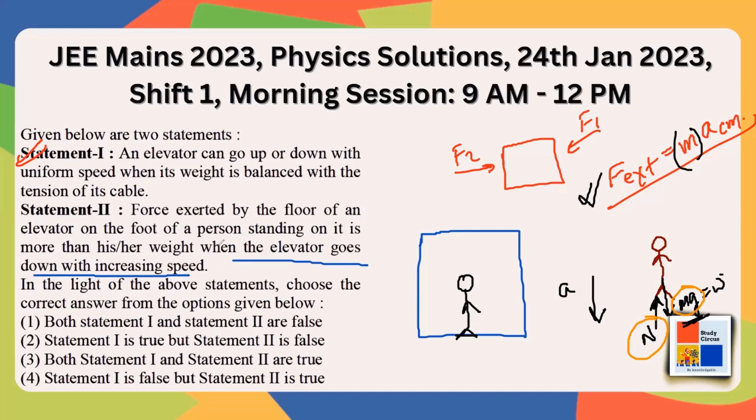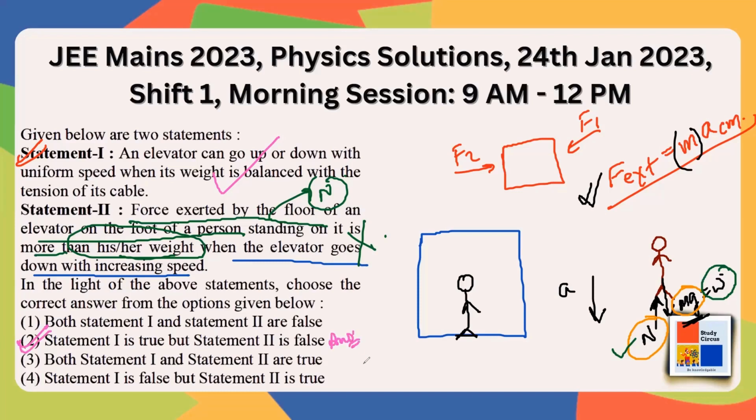The statement says the force exerted by the floor of an elevator on the foot of a person, that is the normal force, is more than his or her weight. That is obviously not true, as we have seen. The weight is going to be more than the normal force. Then only the person can be accelerated downwards. So statement 2 is not correct, and statement 1 is right. Statement 1 is true, statement 2 is false. Option number 2 becomes the correct answer for this question. Okay. Thank you.